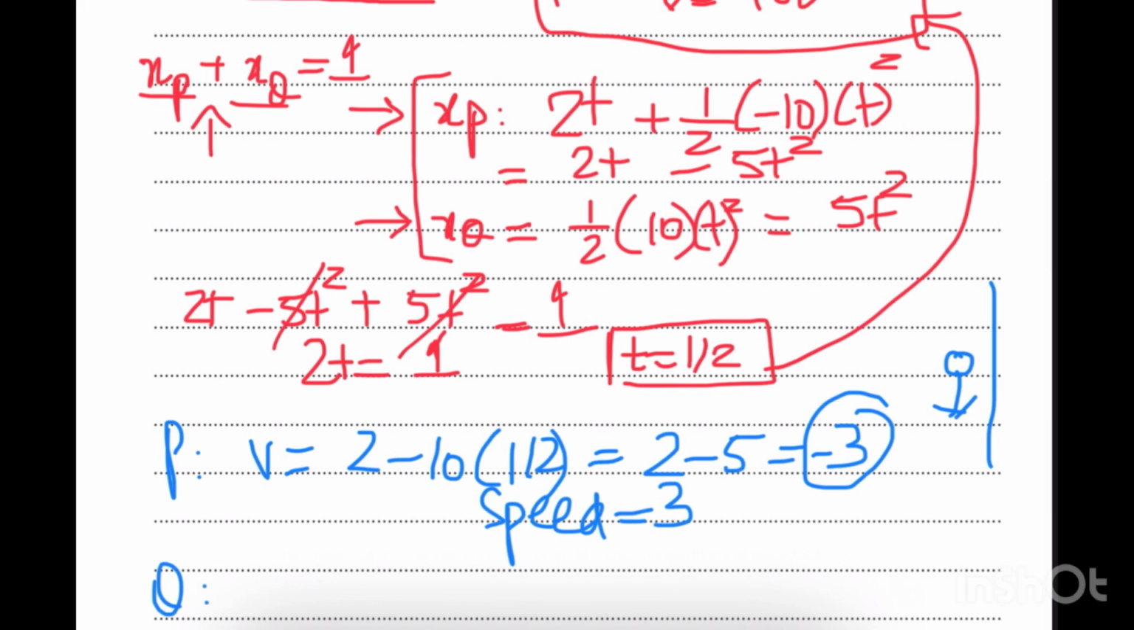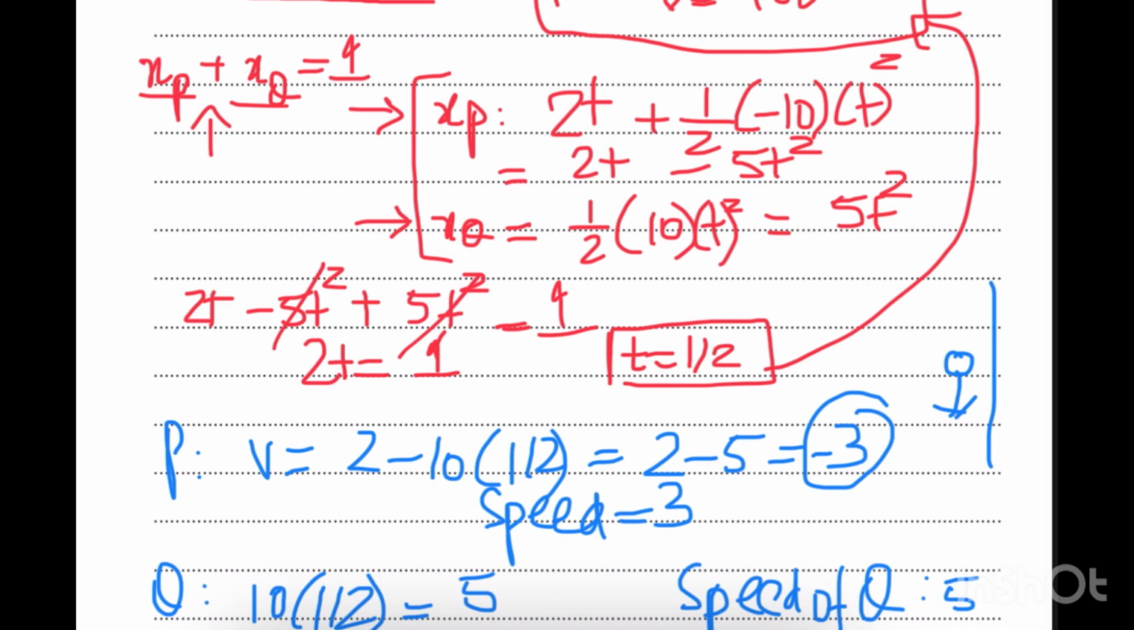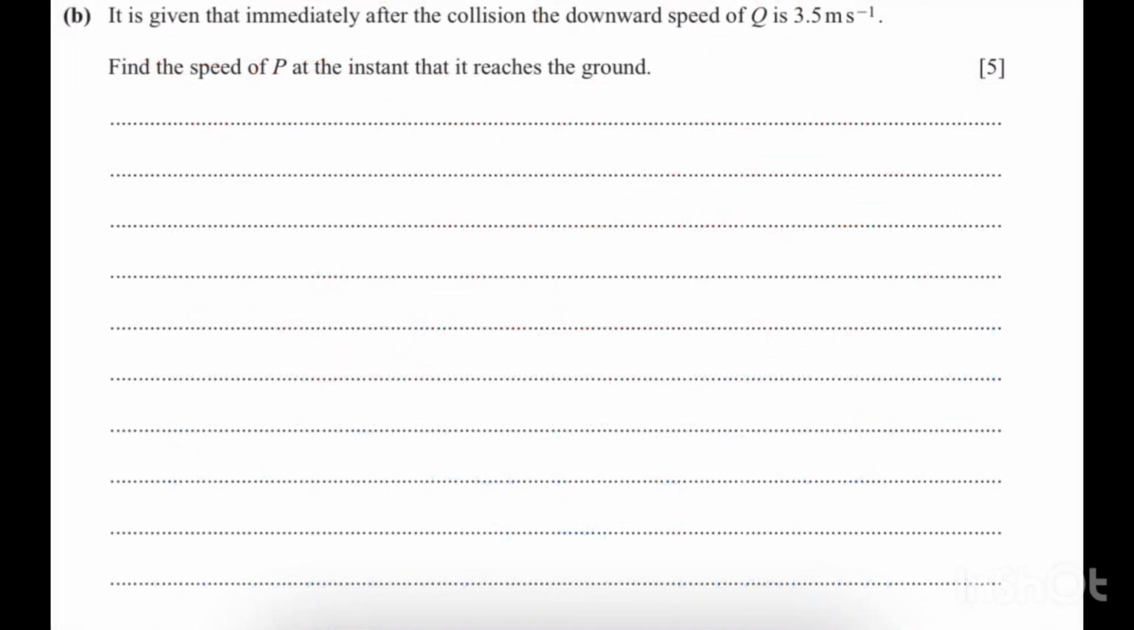Now as for q, we said it was 10t. So that is 10 times 1 by 2 is equals to 5. The speed is 5. The speed of q is 5. So with that, we're done with part A of question number 5. So on to part B.